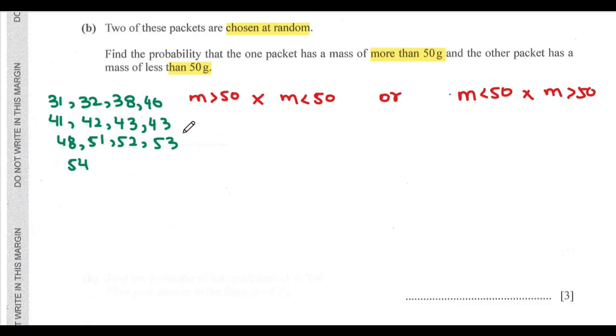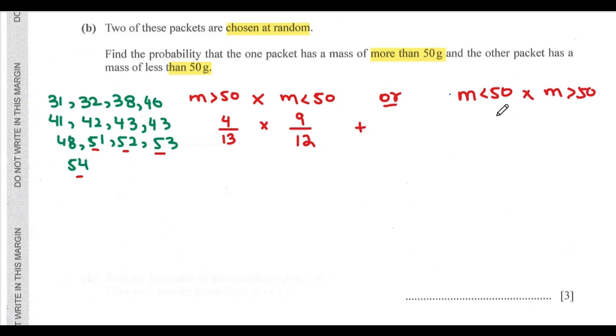Now I have written the packets over here. The mass which is greater than 50, there are only 4 options out of total 13 options. So 13 total and there are 4 masses greater than 50. And for the mass less than 50, we have 9 options. But the total this time is not 13 because one packet has been already taken out. So the total is 12. Or is replaced by plus.